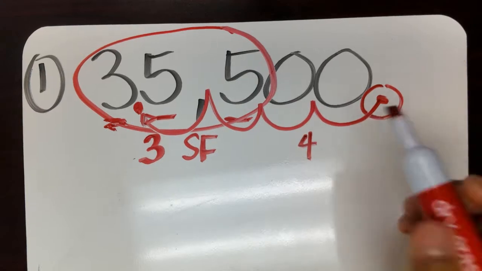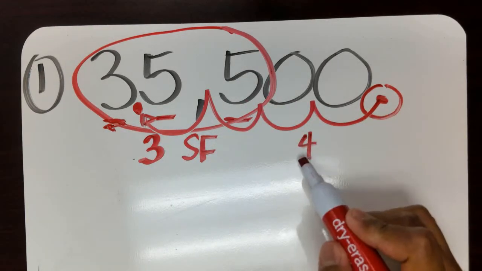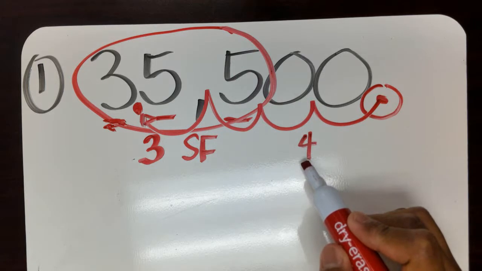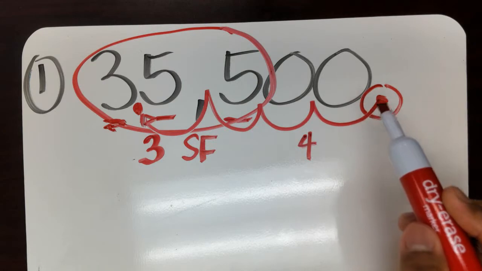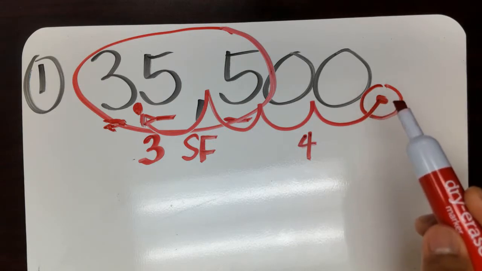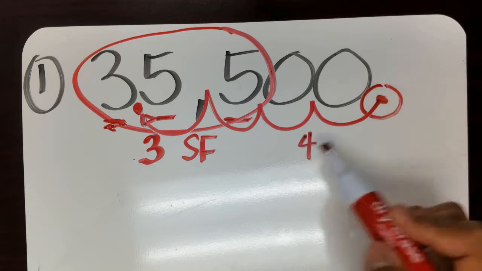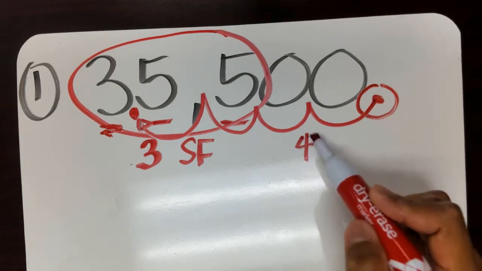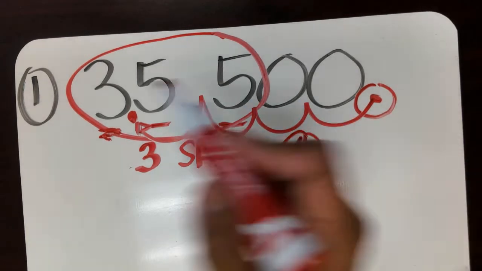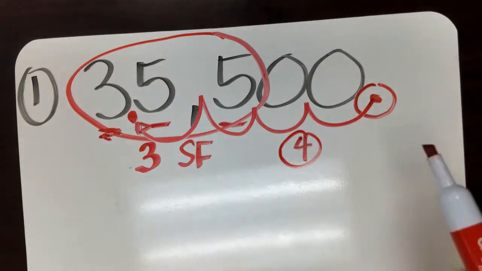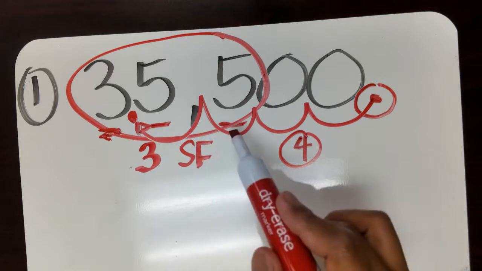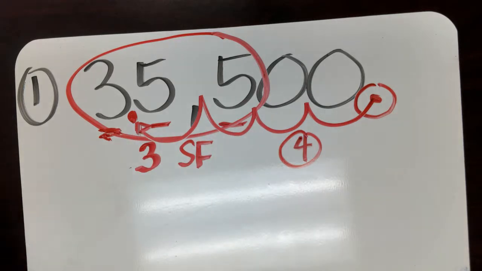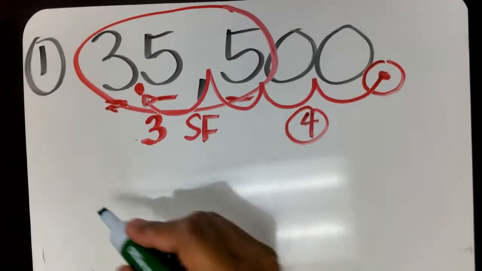And after identifying how many times you skip, ask yourself, should this exponent be positive or negative? Look at your given. Is my given 35,500 a number greater than 1 or less than 1? It's greater than 1. So should it be positive or negative? Positive. So just have it as 4. And now we're ready to write our final scientific notation. Just write first whatever is inside the circle.